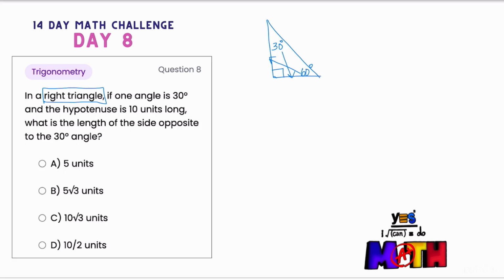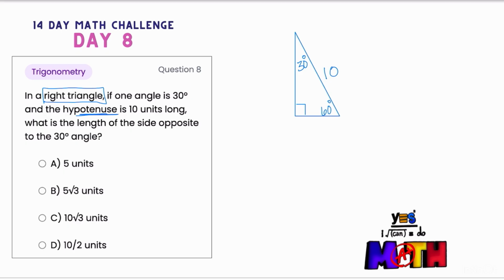Okay, so it says that one angle is 30 degrees. The hypotenuse is the longest side of any right triangle. It is always opposite the 90-degree angle. This is going to be 10. What is the length of the side opposite to the 30-degree angle?